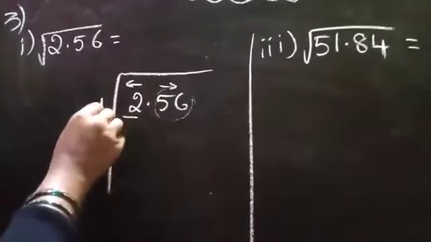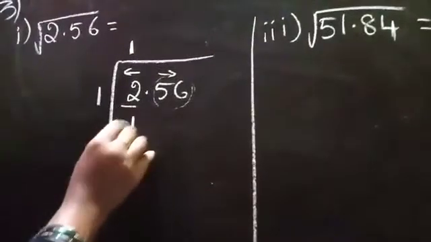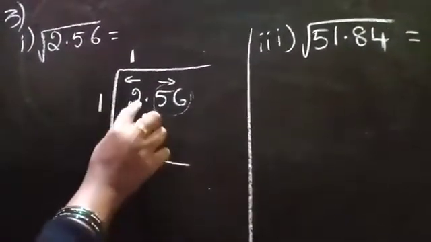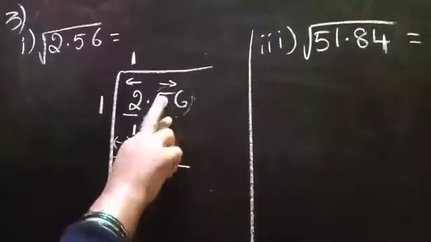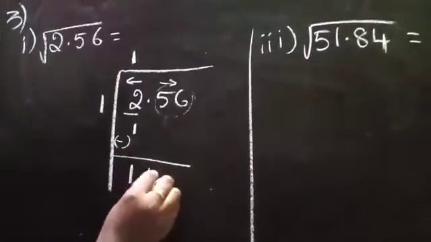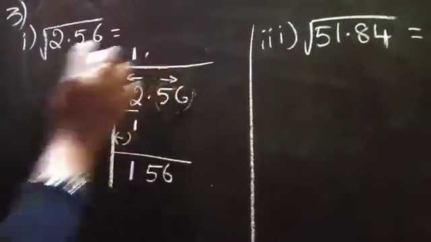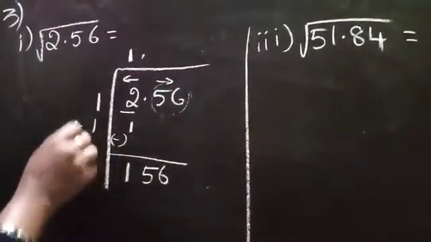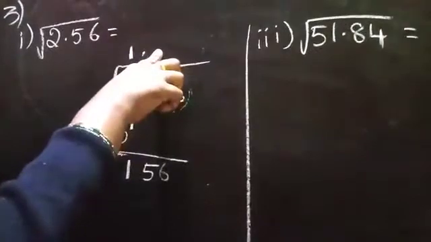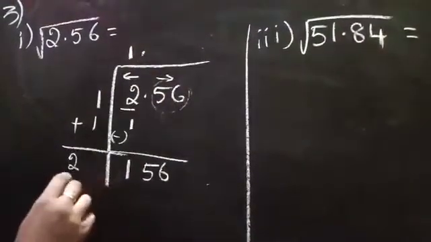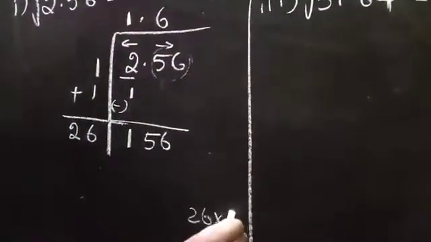Any number you write here, we should write the same number here also. So 1 one is 1. Now do the subtraction: 2 minus 1 is 1. Again we have to bring down the group of the decimal number, so we bring 56. This point is there, so we keep the point here. 1 plus 1 is 2. Any number you write here, we should write the same number here also. So I will start with 6 here, and here also 6. So 26 into 6, we multiply and check.